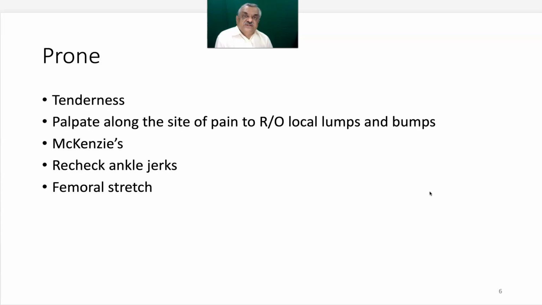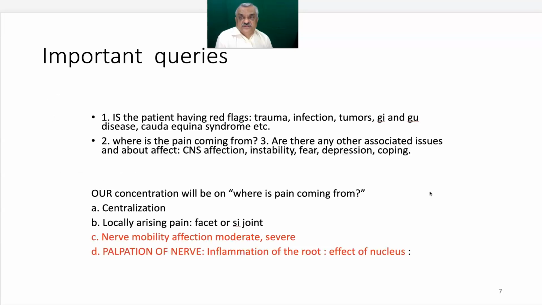We recheck the ankle jerks in prone position. It may be a little easier to elicit them if we allow the legs to be out of the bed. And we also do a femoral stretch sign, especially when there could be a suspicion of upper lumbar disc herniation, where instead of the sciatic nerve, the femoral nerve is restricted in its mobility, and on extension of the hip with the knee flexed, we will have painful elicitation of the femoral stretch.